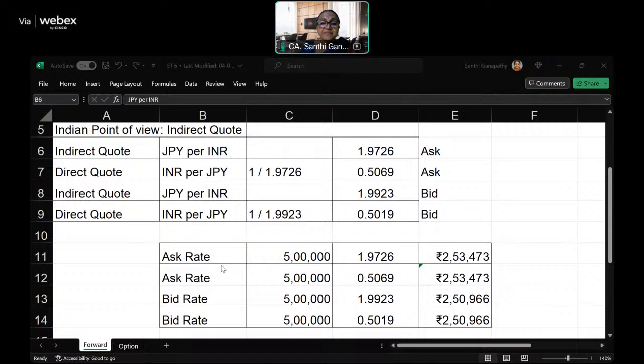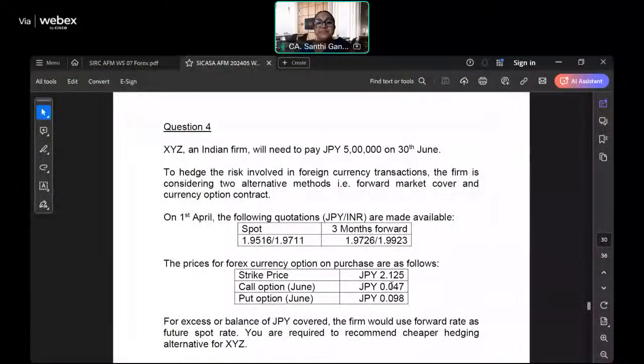Next, we need to go to the option. We have already discussed, we checked out that when you look at the option, what do we see? The prices for Forex option on purchase are as under. Strike price is given in Japanese yen. Premium is given in Japanese yen, which means Japanese yen is the terms, which means INR is the base. So they are trading only in INR. What is it you want? You want to buy Japanese yen.